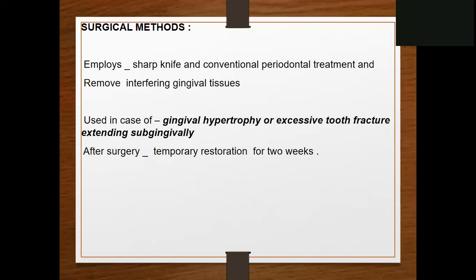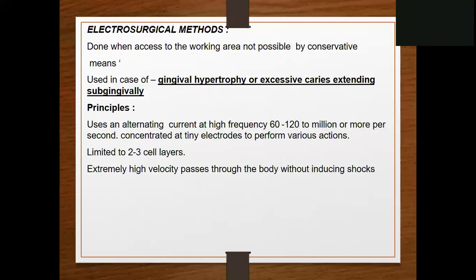Either in the case of a gingival hypertrophy or when the tooth fractures and the margins are extending subgingivally, the more amount of the gingiva has to be removed, for which the surgical method is being used. A temporary restoration has to be given for 2 weeks, otherwise there are chances for the regrowth of the gingiva back. The last technique is the electrosurgical method, used when there is no access to the working area and the conservative restoration cannot be done, or in case of gingival hypertrophy.